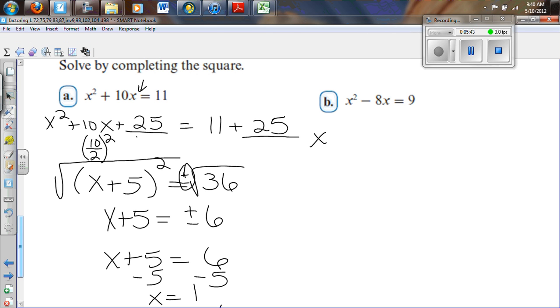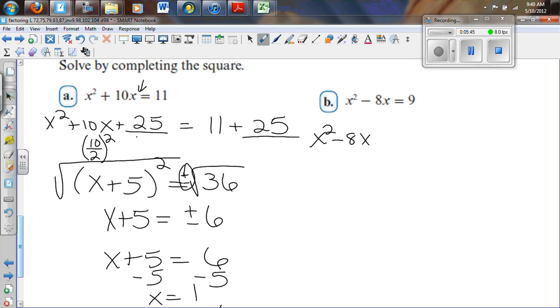Again, it's x squared minus 8x plus something equals 9 plus something. That's something we have to add on to both sides of the equal sign. And that something is take that middle term and divide it by 2, and then square it. So 8 divided by 2 is 4 and 4 squared is 16. So we're going to add 16 to both sides of this equation.